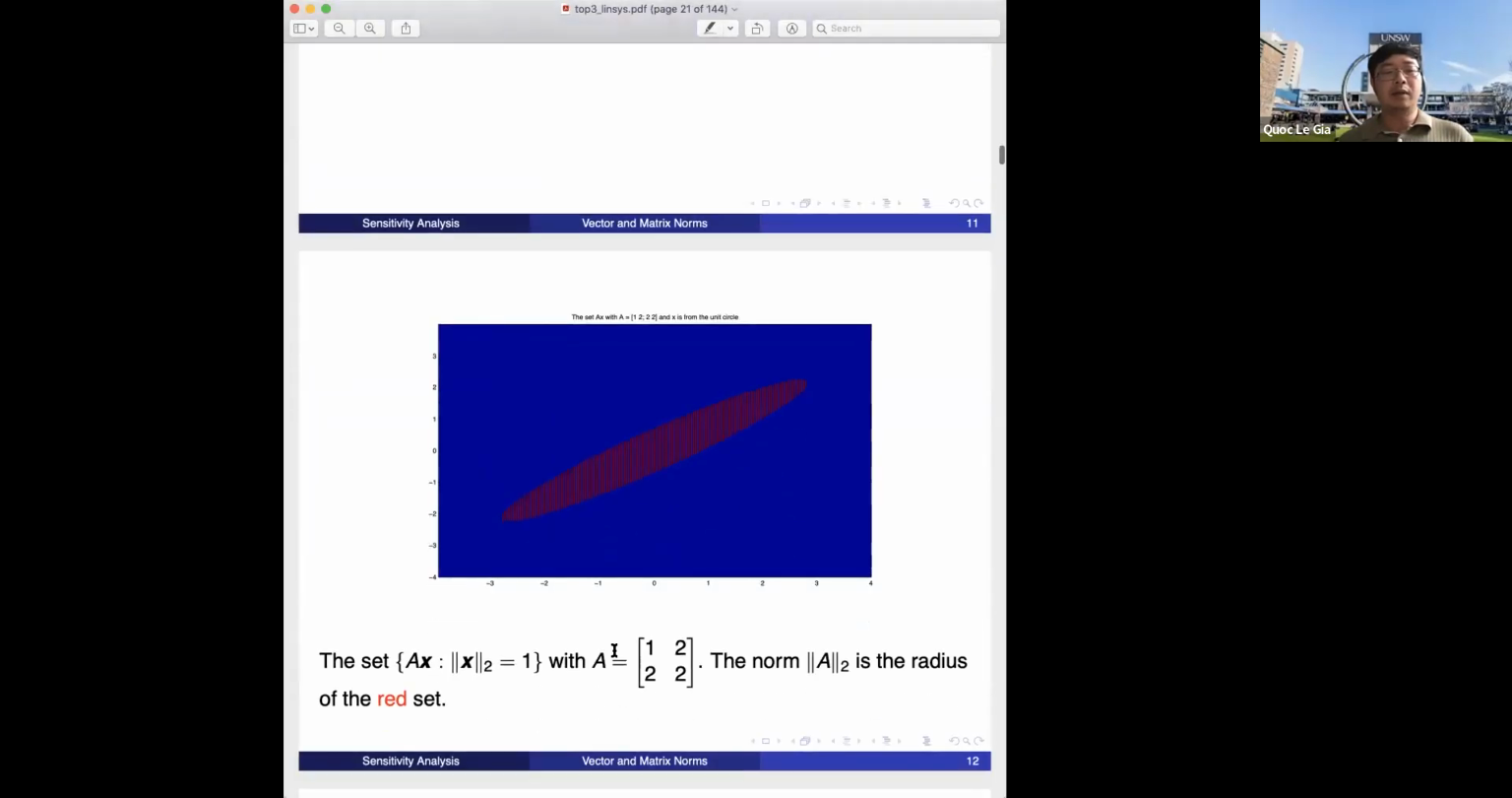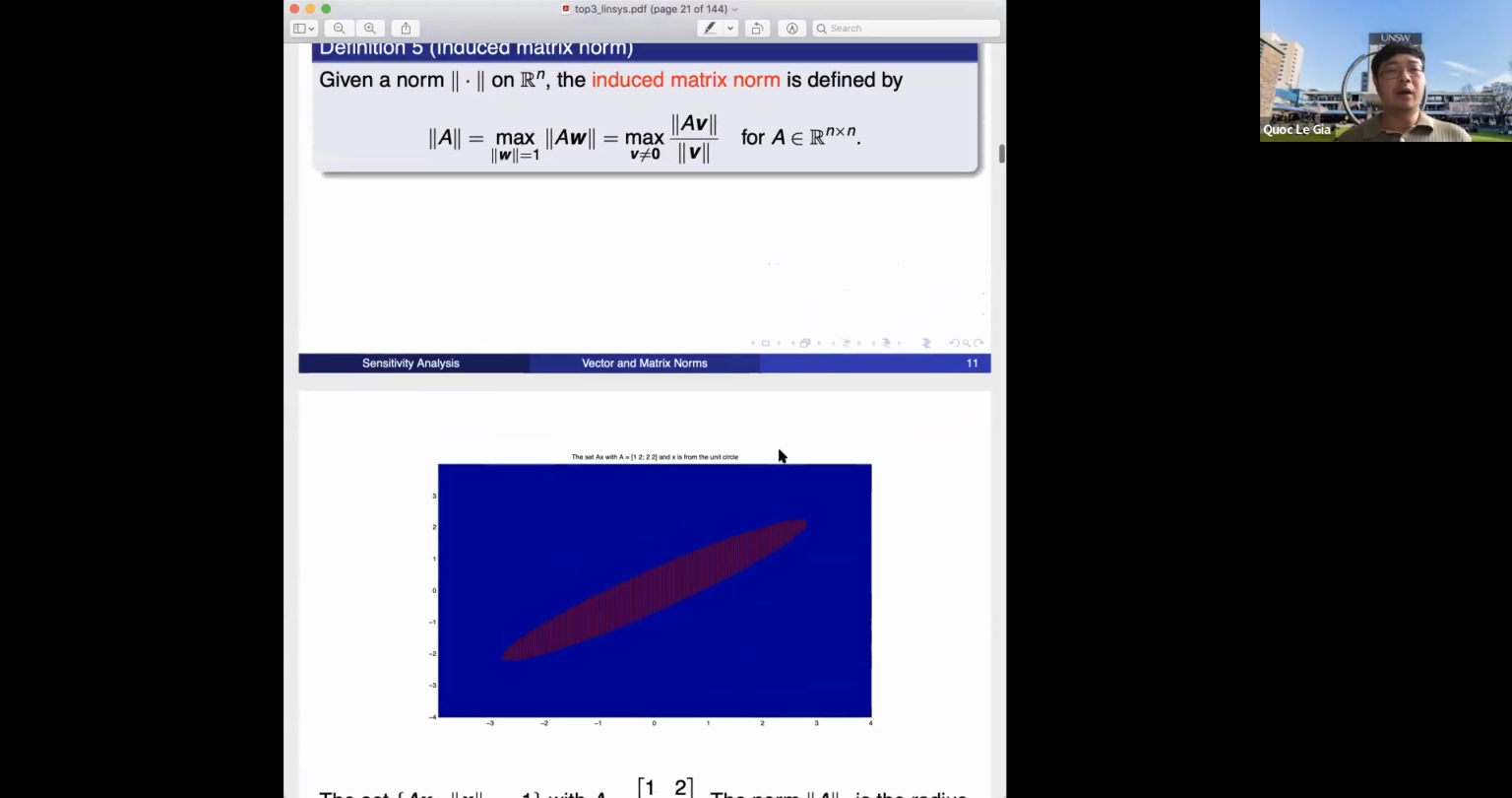Suppose I take a matrix A to be 1, 2, 2, 2. Then I plot the range of AX when X is in the unit circle, and I get an ellipse like this. It's a very, very thin ellipse, but it's still an ellipse. If you take the radius of this ellipse, that is the norm of the matrix, the two norm of the matrix. That is the rough illustration of the two norm.